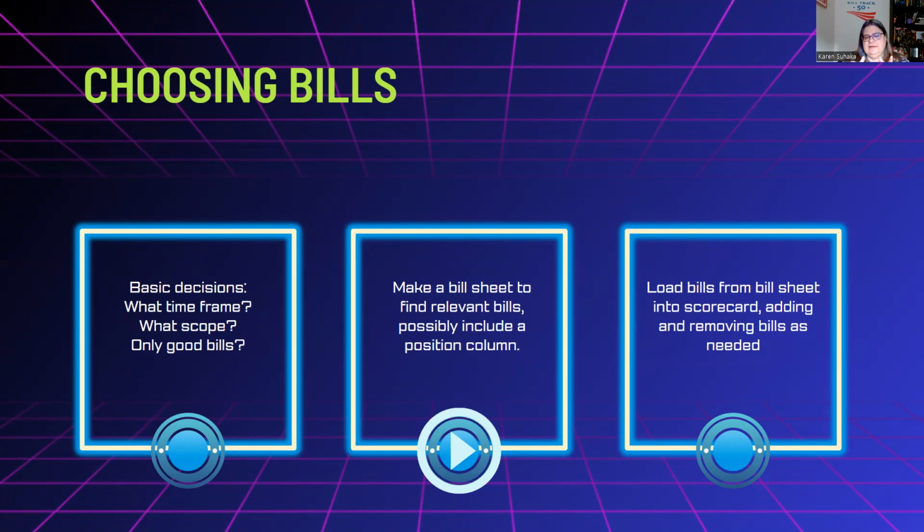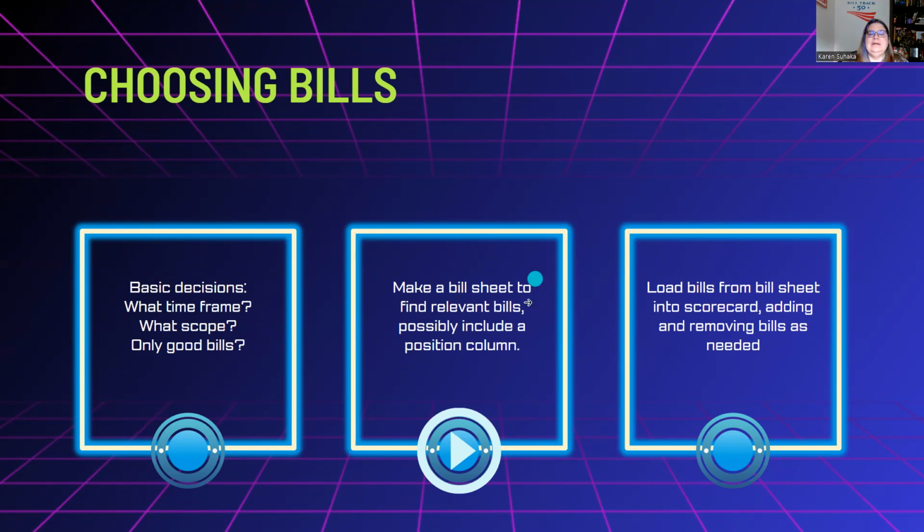Then you make your bill sheet and go find those bills. Or maybe you already have, like, here's the 5 bills we're going to do. Great, that's fine too. I will make a bill sheet real quick, so you will see me do that. And then load the bills from the bill sheet onto the scorecard. And if you have added your position, boom, you've got a scorecard. It almost seems like magic, and I will show you that happen.